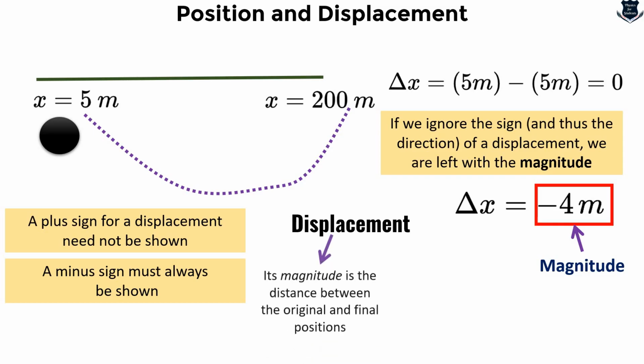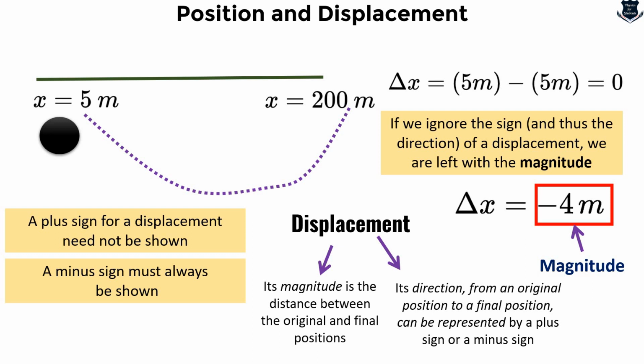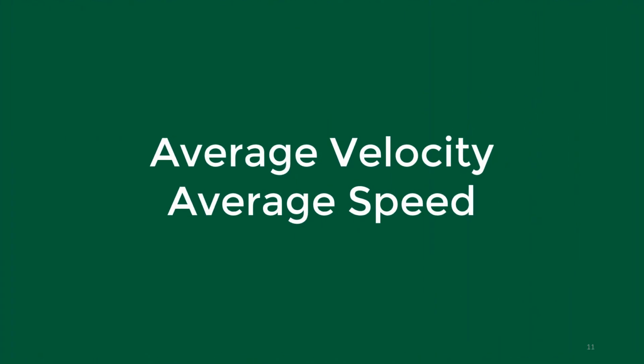But there are two important features. The first is that its magnitude is the distance, such as the number of meters, between the original and final positions. The second is that its direction from the original position to the final position can be represented by a plus or a minus sign if the motion is along a single axis. From here we move to the next part of our video, which is calculating the average velocity and average speed.